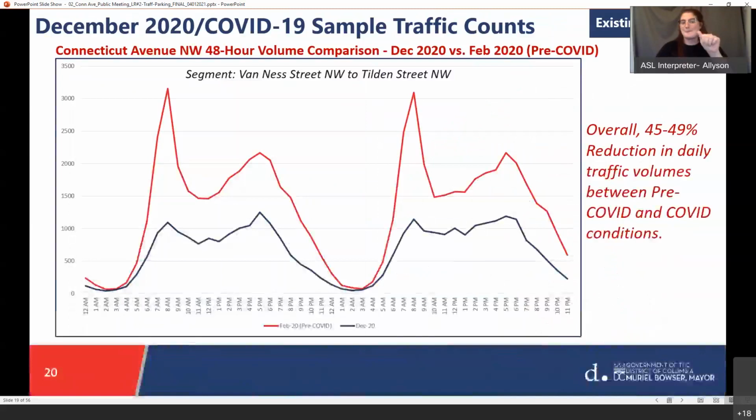Now this graph shows a segment from Van Ness Street to Tilden Street. And this shows you our traffic counts that we took pre-COVID and the traffic counts that we took in December 2020 during the COVID. And what this shows is that traffic was down by approximately half, a 45 to 49% reduction in daily traffic volumes between pre-COVID and COVID conditions. And as you can see, if you look at the time of day, the red line and the blue lines match pretty equally. It's just the amplitude or the magnitude of traffic that is different, but it's pretty much the same pattern from 12 a.m. to 11 p.m.